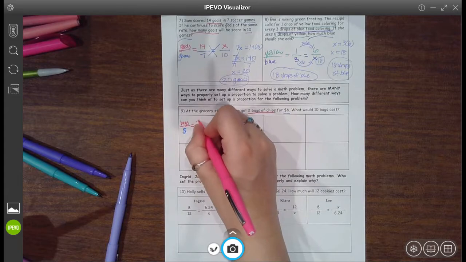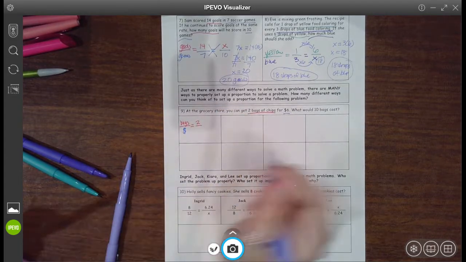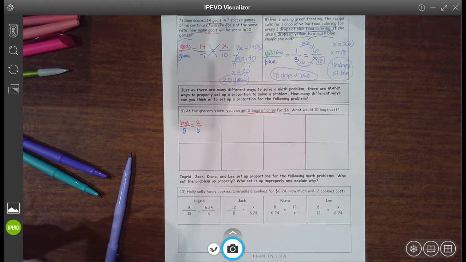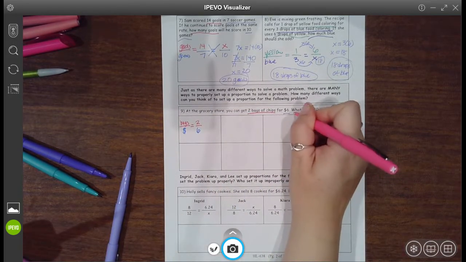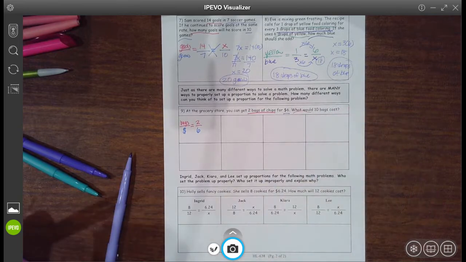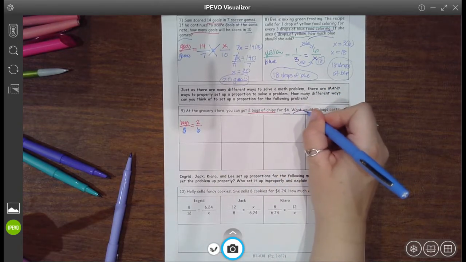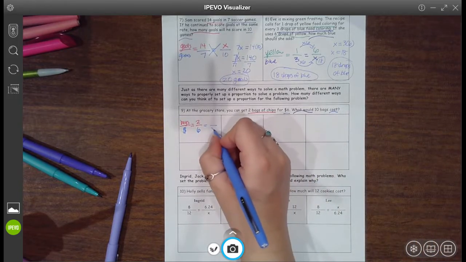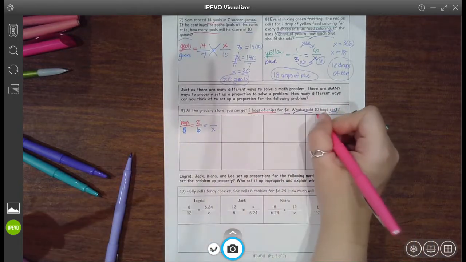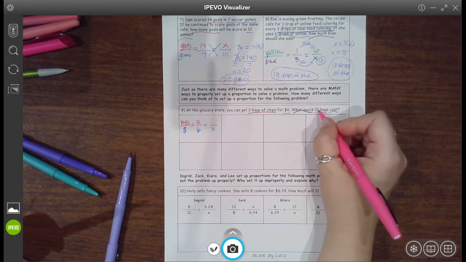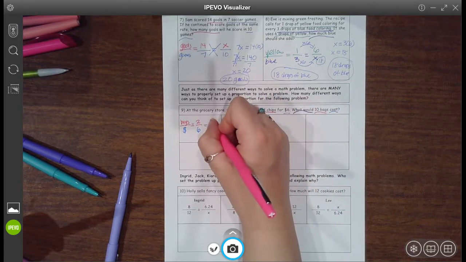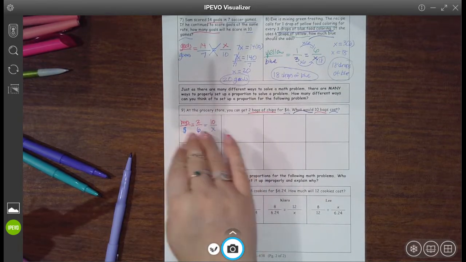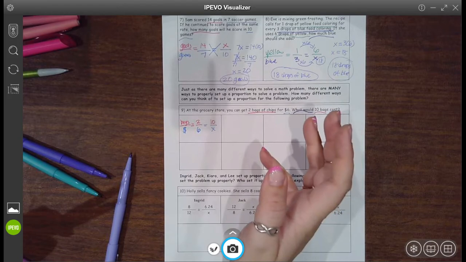So 2 bags of chips for every $6, okay? Then the next sentence is saying, what would the cost be if you're doing 10 bags of chips? So we don't know the cost. Well, 10's talking about the number of bags, so 10 will go here. Okay, so this is one way to set up the proportion. This is what we're familiar with.